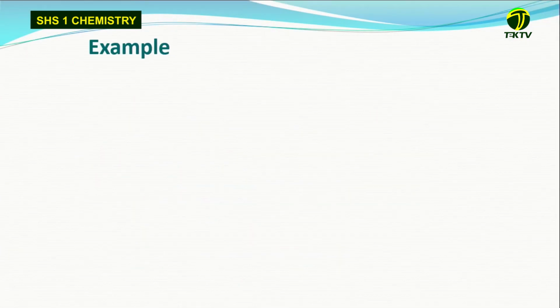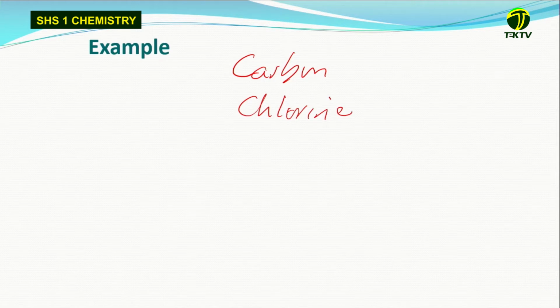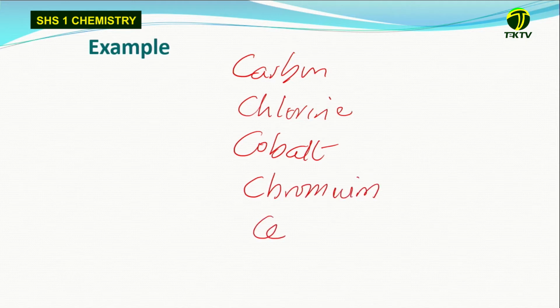Let's look at, for example, if I have these substances: carbon, chlorine, cobalt, chromium, cerium, cesium. You see, all these elements begin with capital C, or letter C. So if you are representing C for these elements, there will be confusion. And we use C for carbon.